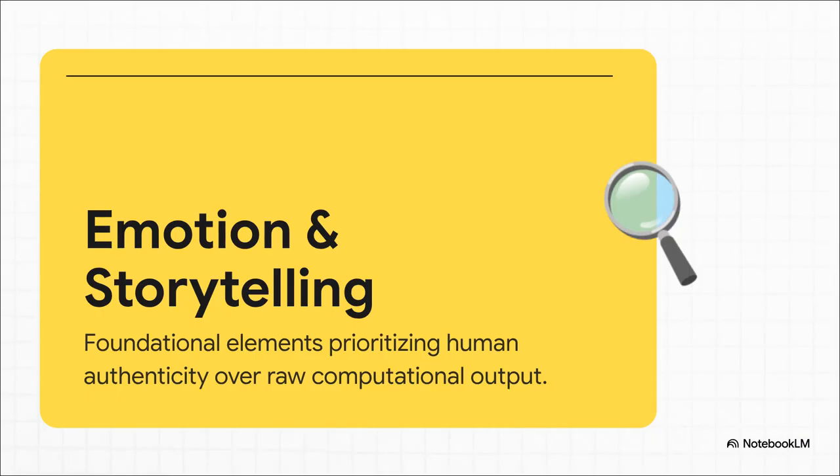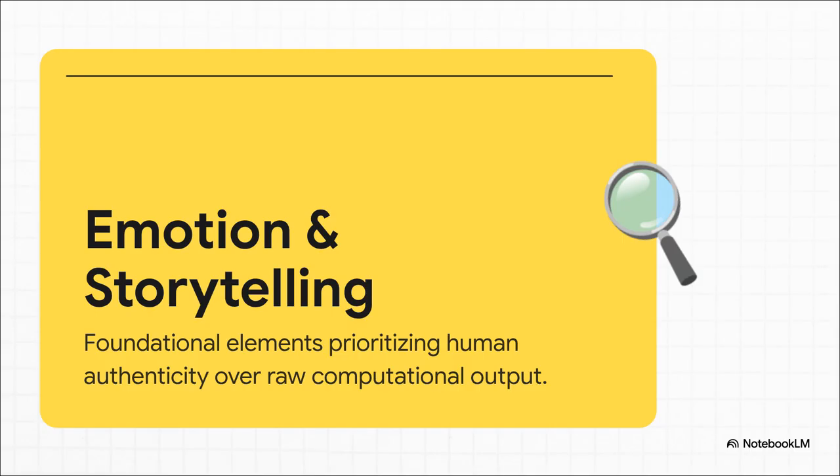Let's start with our first critical layer, because honestly, without a profoundly human-centric foundation, everything else we do is just going to fall flat. Emotion and storytelling are the absolute non-negotiable bedrock of any authentic AI-generated output. You have to prioritize human authenticity over raw computational data. Did you know that human brains are literally hardwired with mirror neurons? When we see genuine struggle or joy, we physically feel a muted version of it in our own bodies.